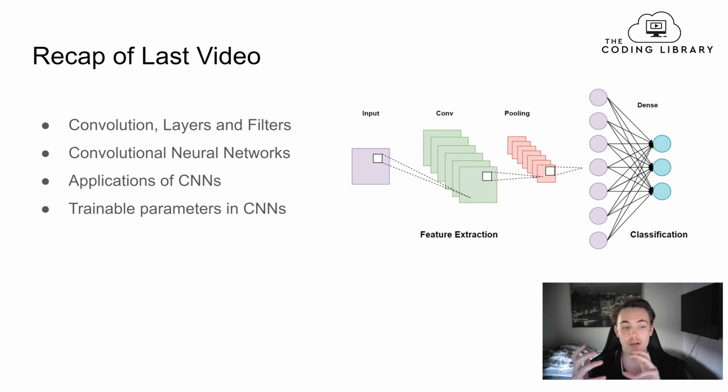And we also talked about the trainable parameters in convolutional neural networks, because they are a lot more complex than a normal artificial neural network. We have a lot of different filters that we can tune, and the neural network tries to find the best parameters for those while training. We went over that in the previous video, so make sure to check that out before you continue with this video if you're not familiar with convolutional neural networks and what they are.